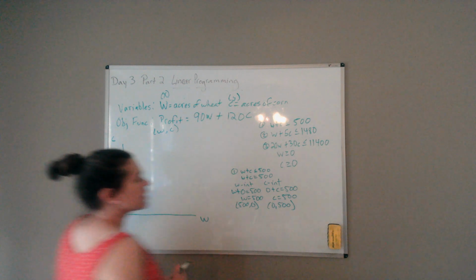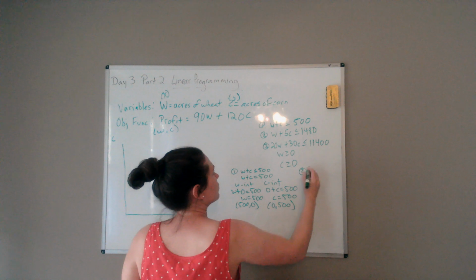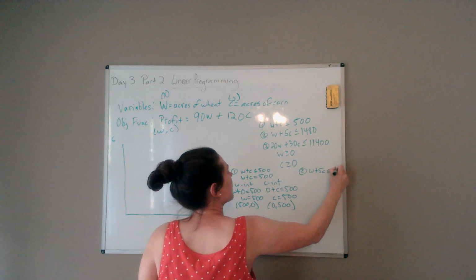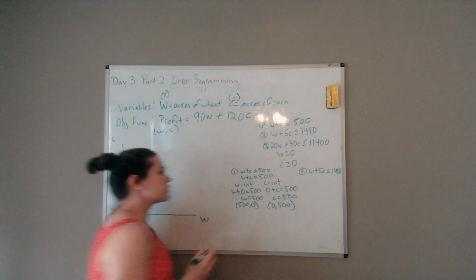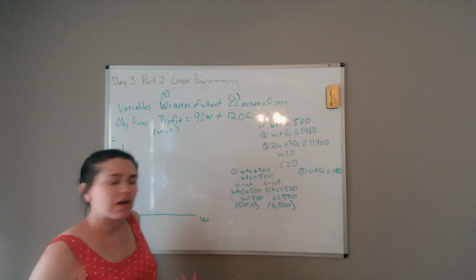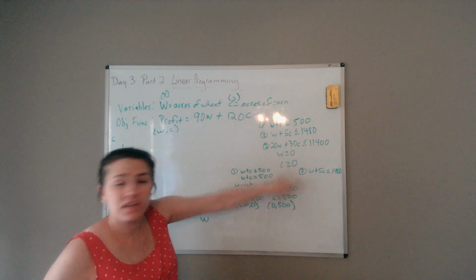So now we have to do the same thing with the next constraints. Didn't give myself a lot of room here. W plus 5C is less than or equal to 1,480. Okay, so you might need a calculator here. Do these problems. So standard form again. So the best way to graph this thing is going to be getting the intercepts.